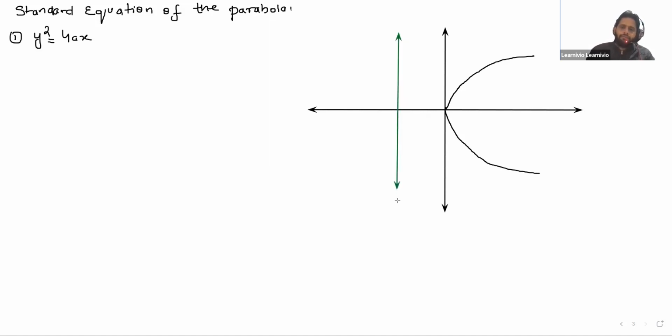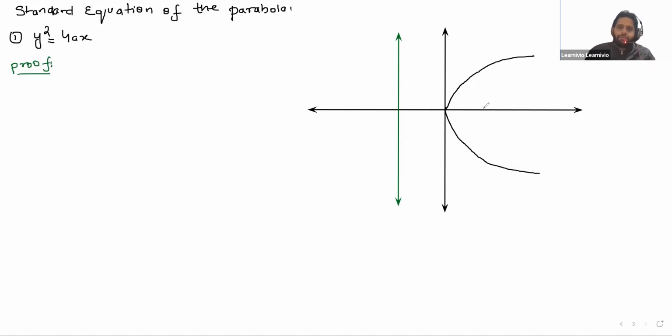This is the directrix, and this is the parabola. So y square is equal to 4ax, having this graph. This you need to learn. We have four standard equations, and you need to learn the graph of this. Now we will do the proof of this.